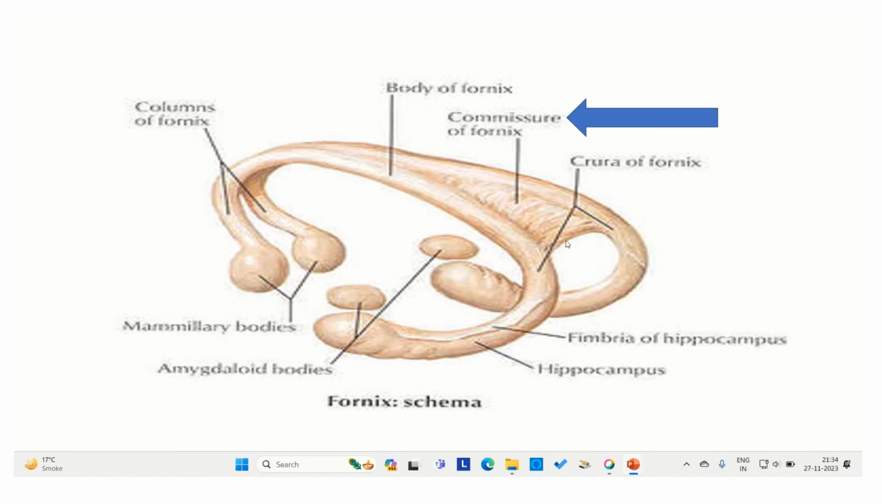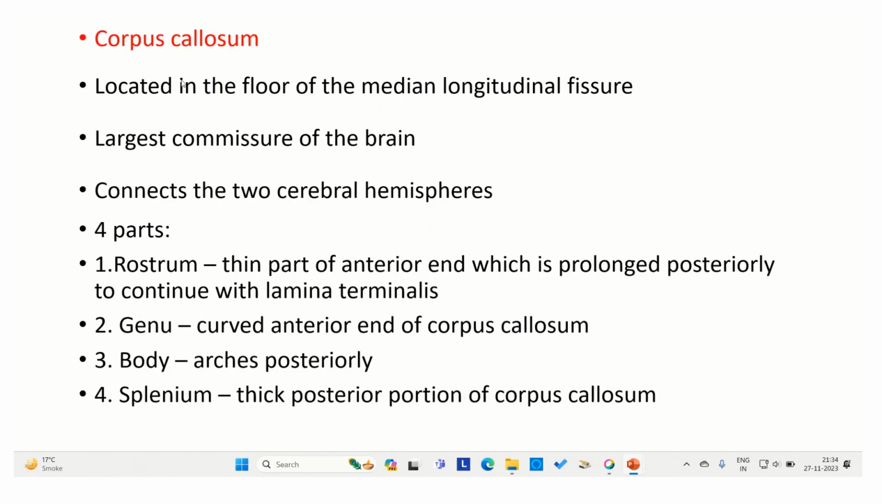You can see here this is the commissure of fornix. These are the two crura. So this is the body of fornix and these are the two columns of fornix. So two crura of the fornix are connected by the commissure of fornix, otherwise called hippocampal commissure. Now we'll be dealing with the most important of the commissural fibers, the corpus callosum.